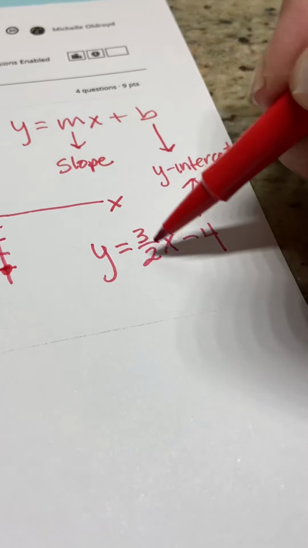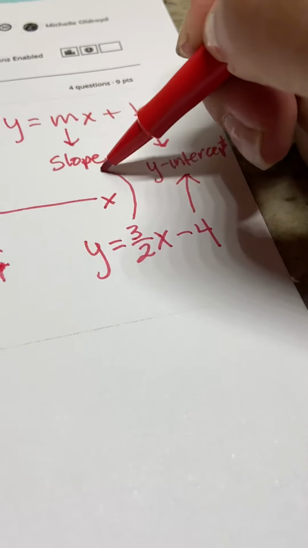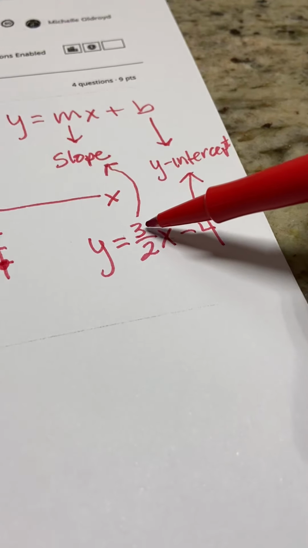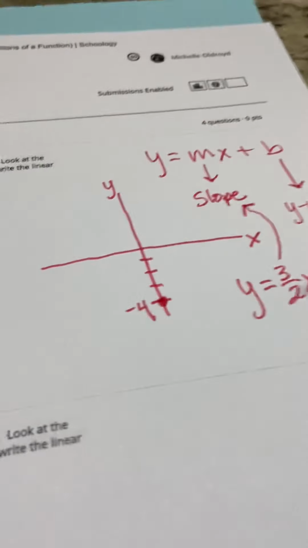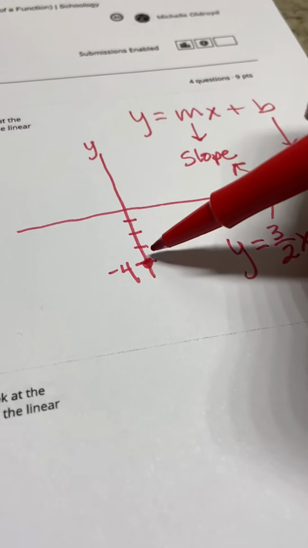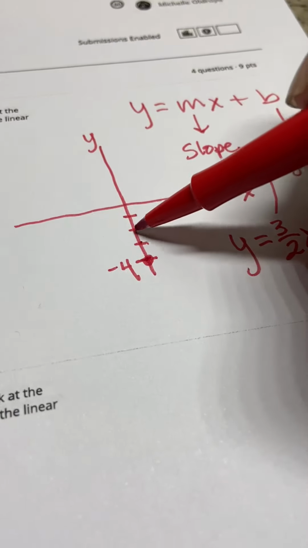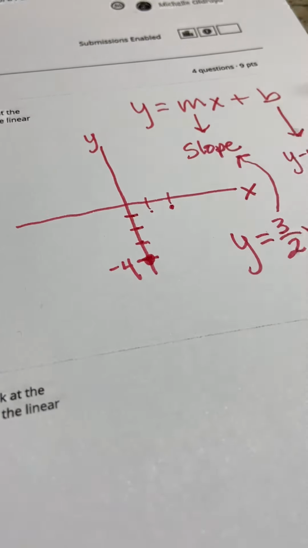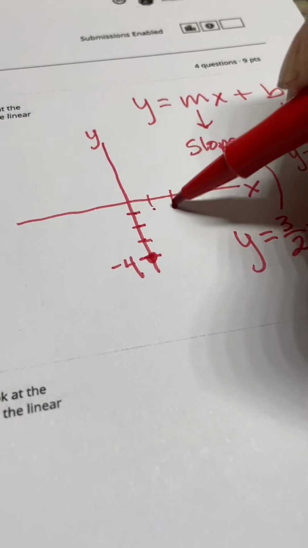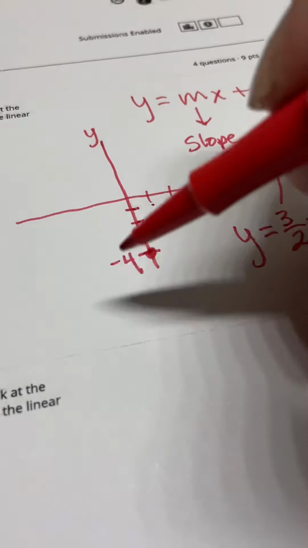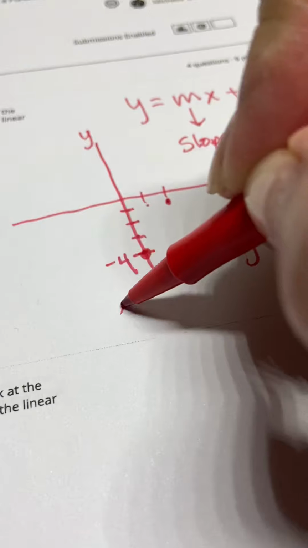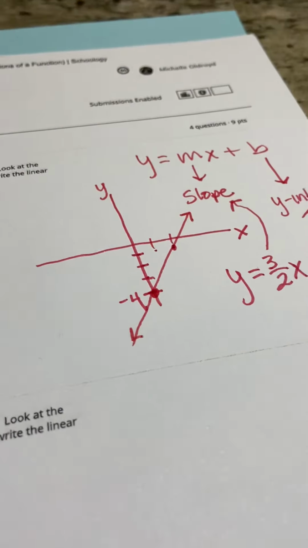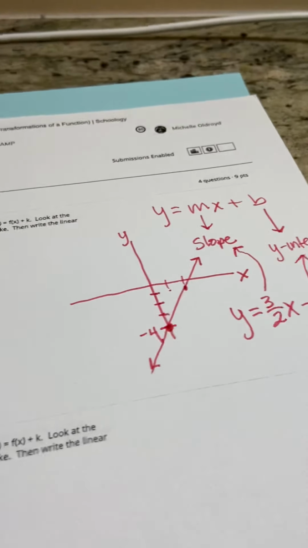Then this piece right here tells you the slope. And this says you're going to go up 3 and over 2. So from your starting spot, you're going to go up 3, 1, 2, 3, and over 2, 1, 2. Okay, now you have those 2 points, so that's where your line's going to be. So that's how you graph the line.